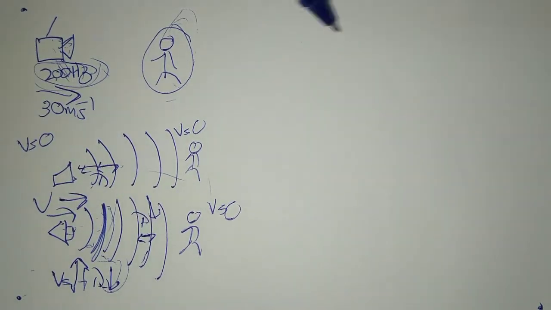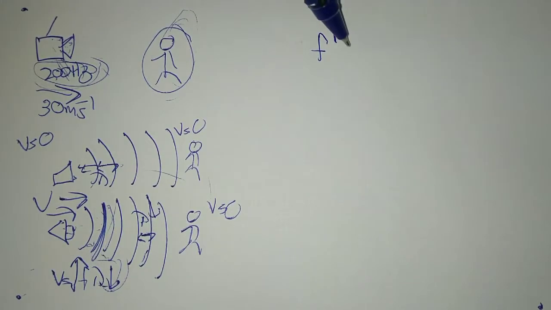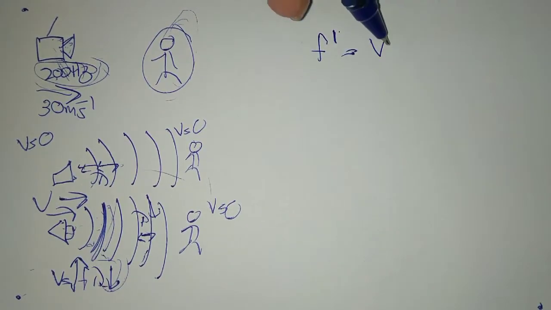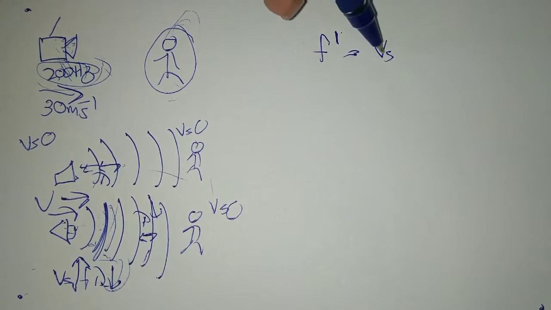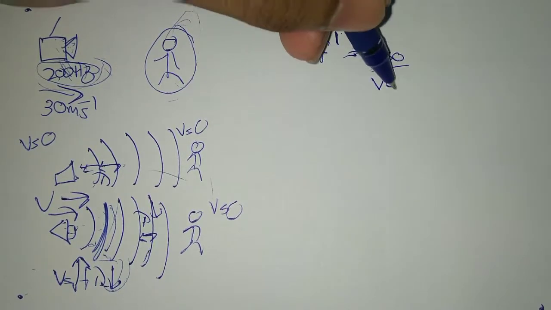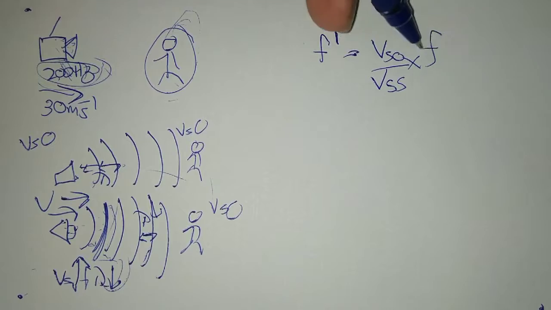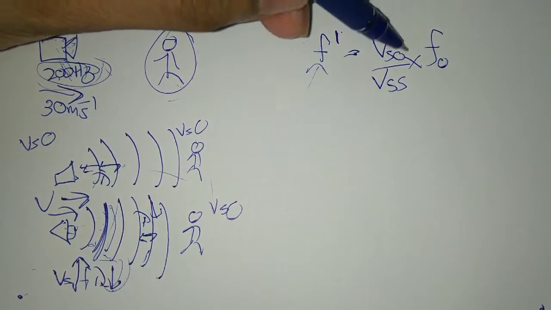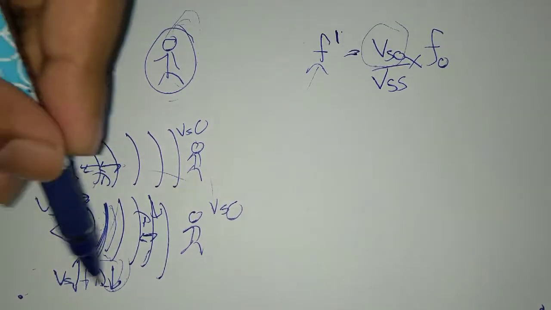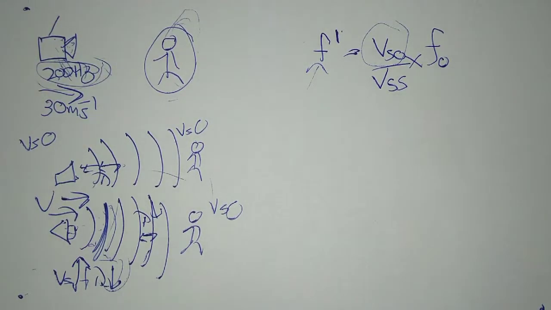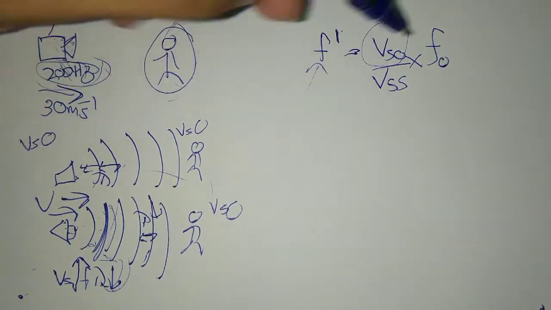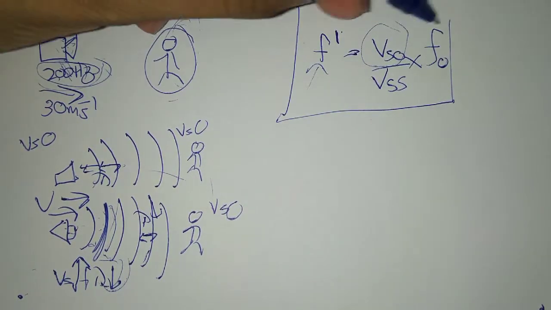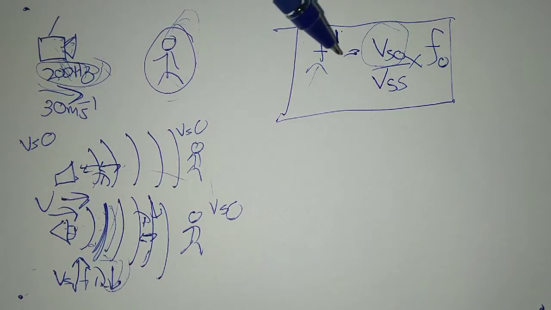So let's see how to calculate the frequency heard by the observer. The Doppler equation is f dash equals the velocity of sound relative to the observer divided by the velocity of sound relative to the source, multiplied by the real frequency. So this is the apparent frequency. If you observe properly, you don't have to worry about which direction, and you don't have to remember four or five equations. You can just remember this equation. So using this equation you can find the frequency heard in any situation.